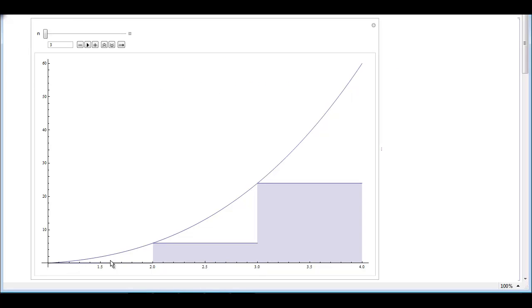So this first rectangle doesn't really show up because it has height 0. Next one is height 2. Let's see, 2 cubed is 8 minus 2. That should be height 6. Looks plausible there. So then I get a rectangle of height 6 with width 1. Note our scales are different horizontally and vertically.